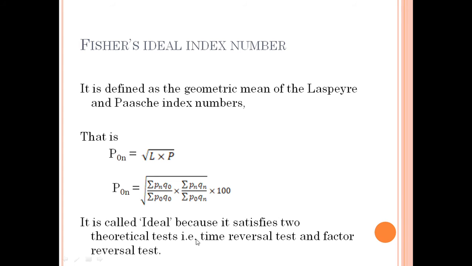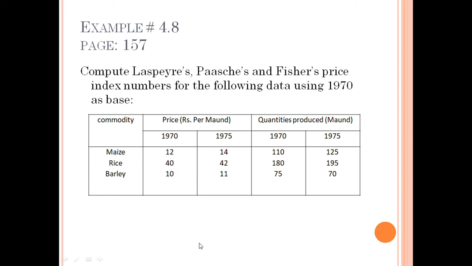So this sentence is very important from paper point of view, especially in MCQs this can occur. So now by solving this example, this would be more clear to you. Once you learn the formula, you can easily solve the question. Now this example number 4.8 you can find on page number 157.